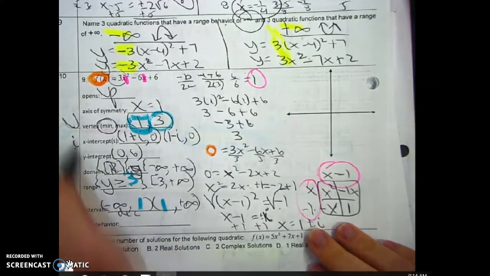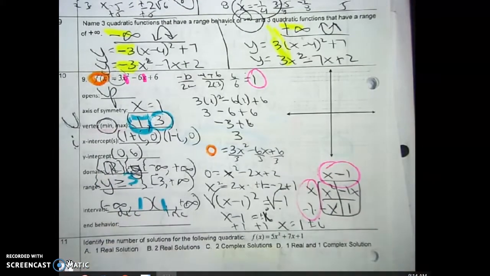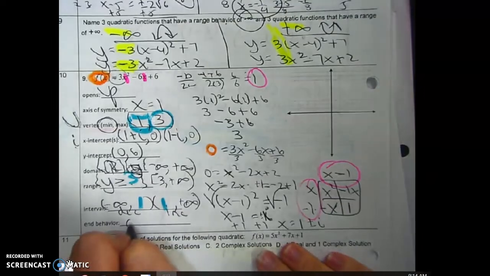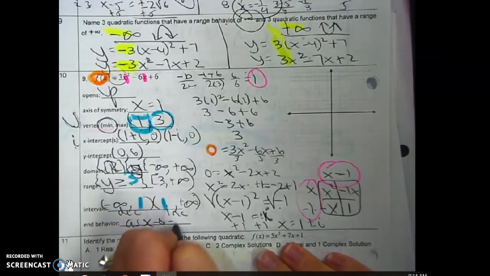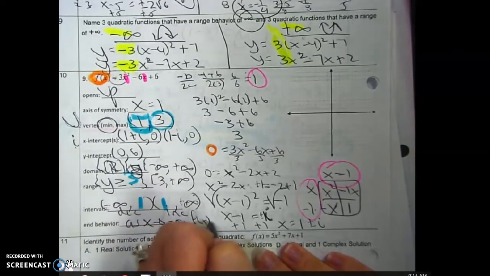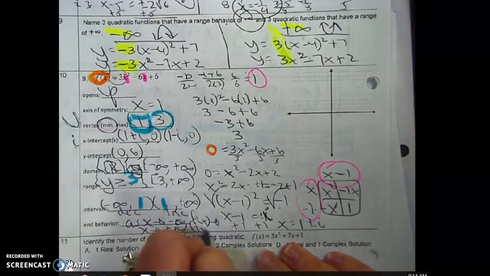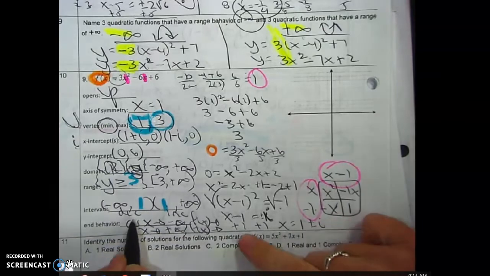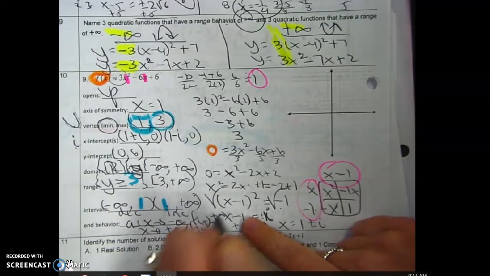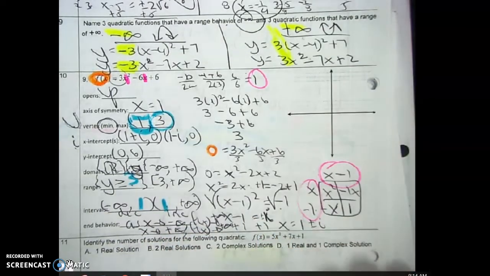Decreasing, increasing. End behavior: as x approaches negative infinity, f of x approaches; as x approaches positive infinity, f of x approaches. Since it is going up, positive infinity, positive infinity.